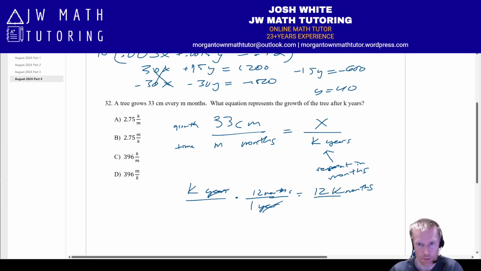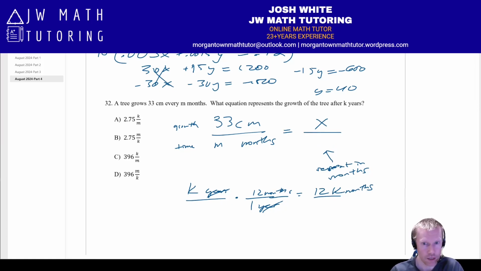So now what I can do in the bottom here is replace this with 12k, which is the number of months. Now I have the same units everywhere. So technically what I'm solving for is this right here. What is the growth that corresponds to k years? Or again, I converted that to 12k months. Now you can either cross multiply or it's quicker and easier just to multiply both sides by 12k because then you don't have to divide again. So 12k is going to cancel out.